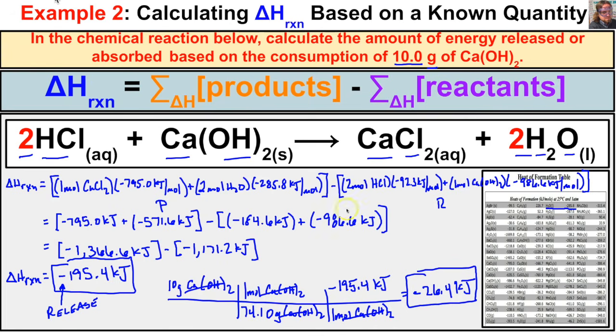So a lot of work for this problem, right? We have 10 grams of calcium hydroxide in this chemical reaction right here. It's going to be responsible for releasing 26.4 kilojoules of energy according to this balanced chemical equation. So the first thing we did is we calculated the heat of the reaction, and then we had to set up a ratio based on the 10 grams of calcium hydroxide, which is significantly less than the 1 mole of calcium hydroxide in this balanced chemical equation. So that is how we calculate the heat of reactions.